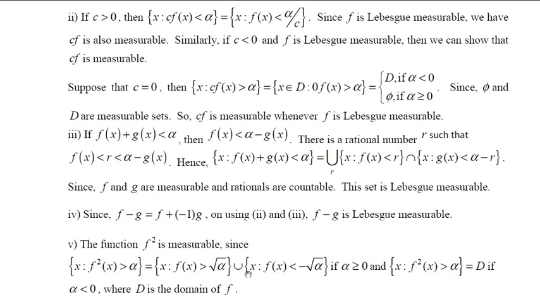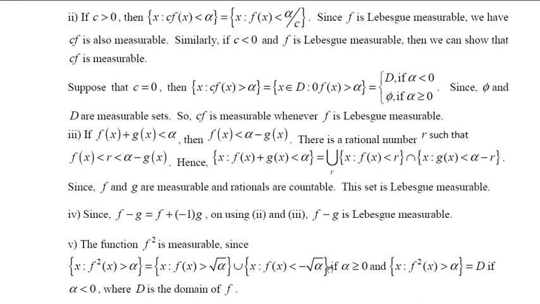This is possible, you can write like this, provided your alpha is greater than or equal to 0. If alpha is equal to 0, then your f squared of x will be simply equal to 0. So the set where f squared of x is greater than 0 gives you a simple answer. And when alpha is greater than 0, this is the case. So in any of the cases, you will get this.